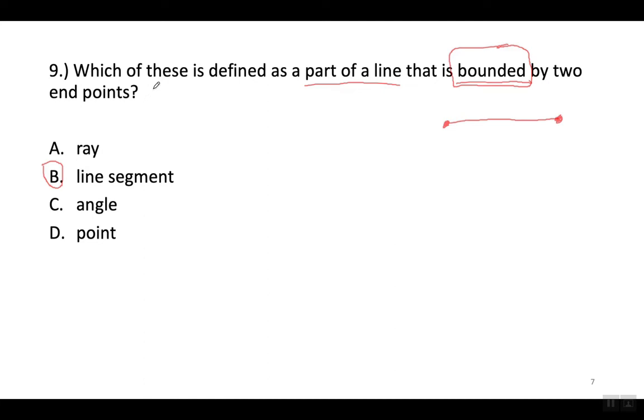Okay, esta pregunta está en el examen. ¿Quieren saber cuál de estas palabras es definido como una parte de una línea que tiene al final dos endpoints, dos puntos al final? Esta palabra está en el examen. Y no sé cómo traducir esa palabra en este momento, pero bounded es como poner en los dos lados al final, ¿ok? Dos puntos al final.